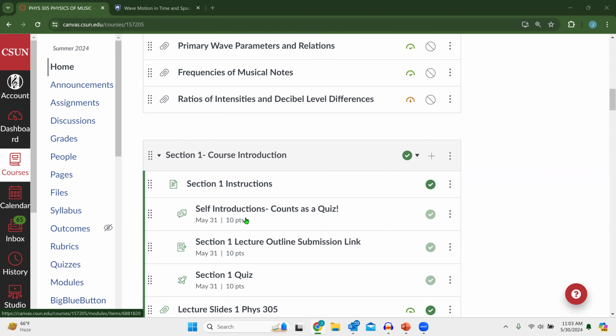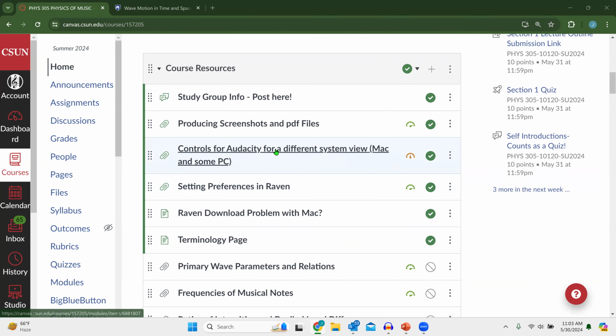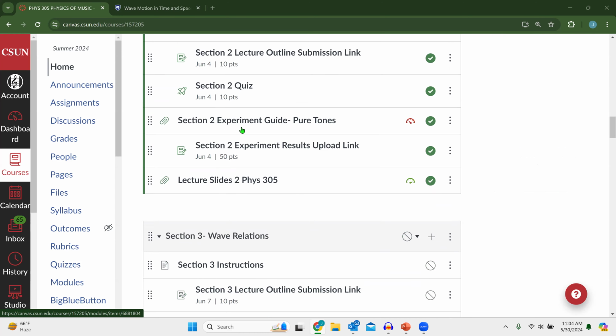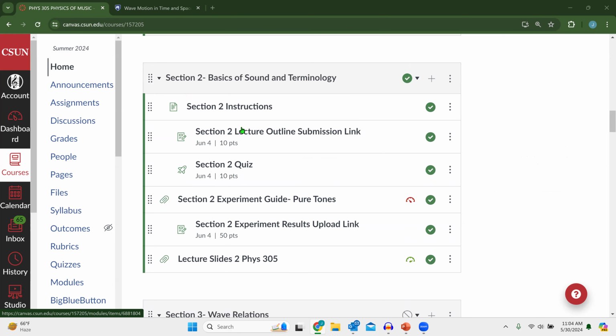Screenshots, again, if you're not sure how to take screenshots with your computer, there's a guide on producing screenshots and PDF files right here. Please don't use pictures from your phone. Take screenshots. Pictures from your phone do not come out clean. Screenshots come out very, very clean. All right. So it'll ask you to take some screenshots, write descriptions for the screenshots in full sentences, and then you're going to upload that right here.